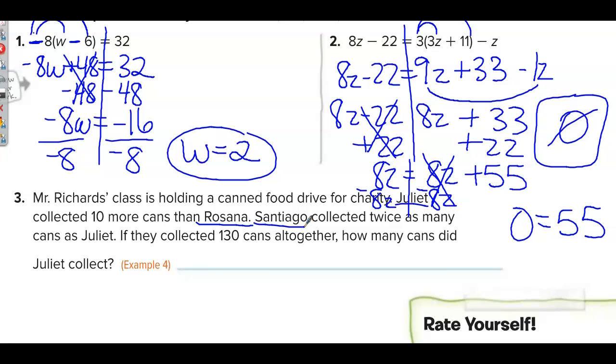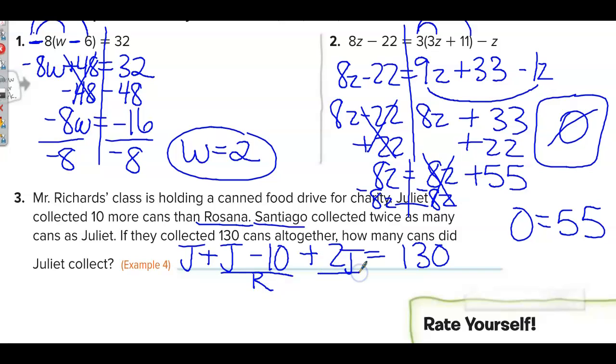We got J plus J minus 10 plus 2J equals 130. Did you have parentheses or anything? No, you just did it all together. Under the first J, we did J, and under the second we did J minus 10, because this was how many cans Rosanna had. And then this one was Santiago. Good. That helps a little bit with organizing.